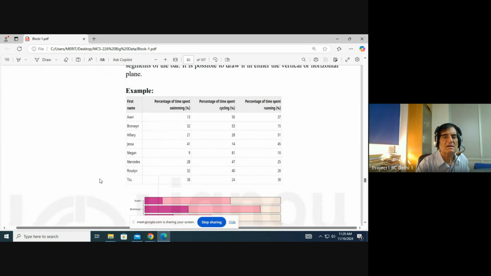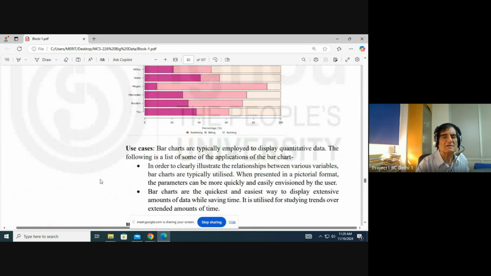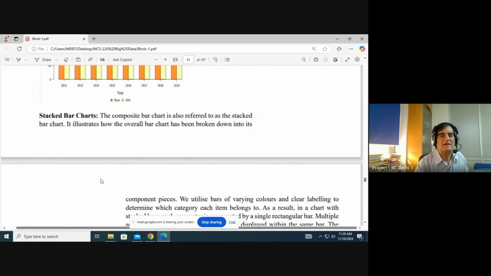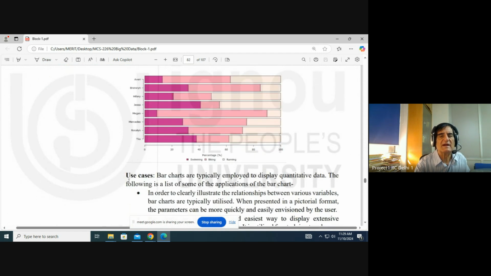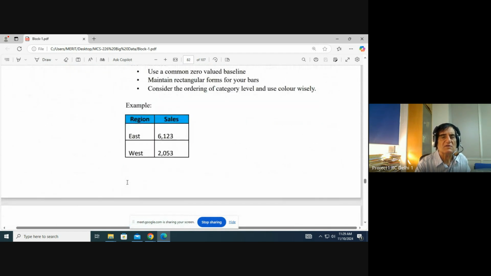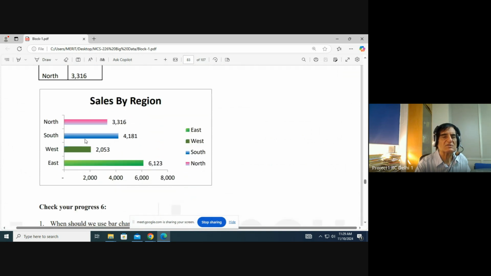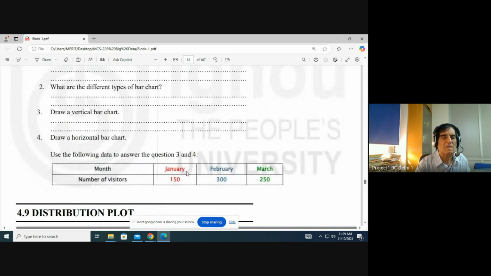These are the examples of the various stacked bar chart. ये stacked bar chart आ जाता है. So इसी तरह sales by region, north, south, west, east, different colors से करके. So ये east का color this and all that. So that's what you can do.